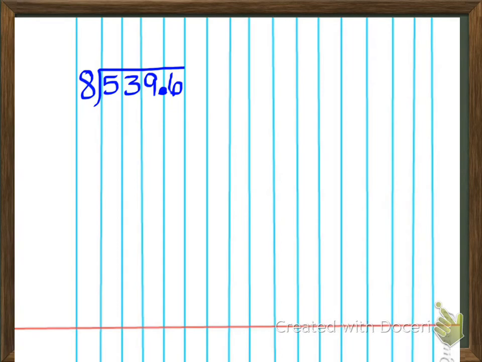Okay, so let's go ahead and start dividing this guy out. So the first thing I'm going to do is ask myself, how many times does 8 go into 5? It does not. So therefore, I'm going to ask myself, how many times does 8 go into 53? It goes into 53 exactly 6 times. 6 times 8 gives me 48. I'm going to subtract. 53 minus 48 gives me a 5. I'm going to check it. 8 does not go into 5. So now I'm going to bring down my 9. 8 goes into 59 7 times. 7 times 8 is 56.